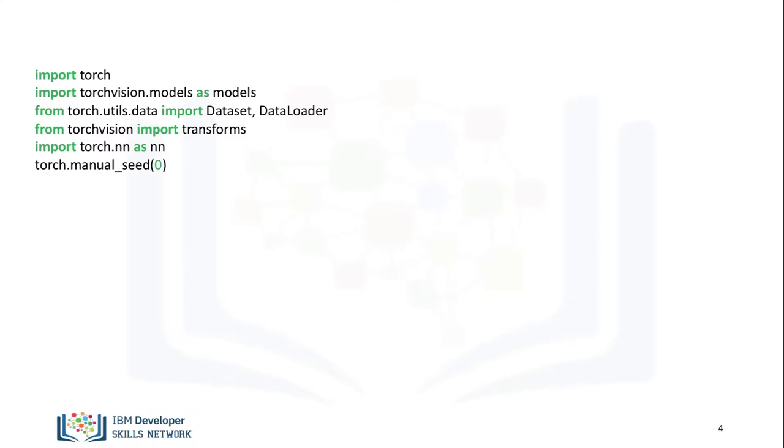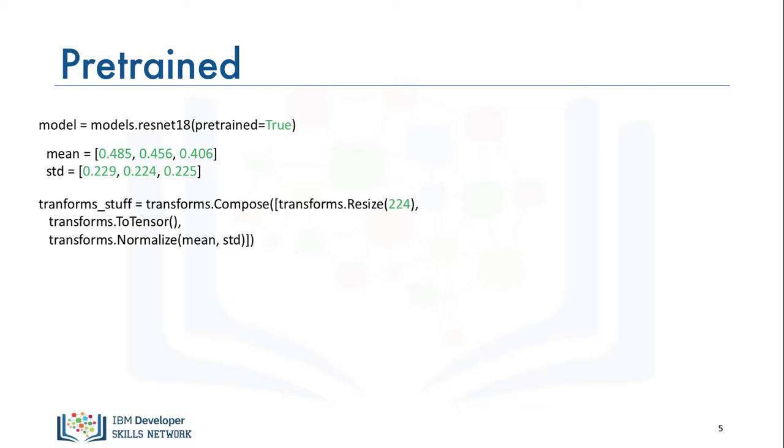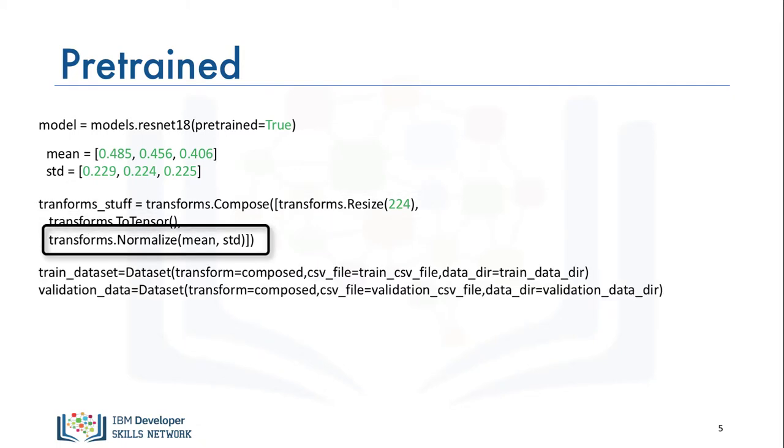You will need the following libraries. You should load the ResNet 18 model, setting the parameter pre-trained to true. We will use the function compose to create a transform object. We will resize the image, convert it to a tensor, and then normalize it. You should create a dataset object for training and validation.